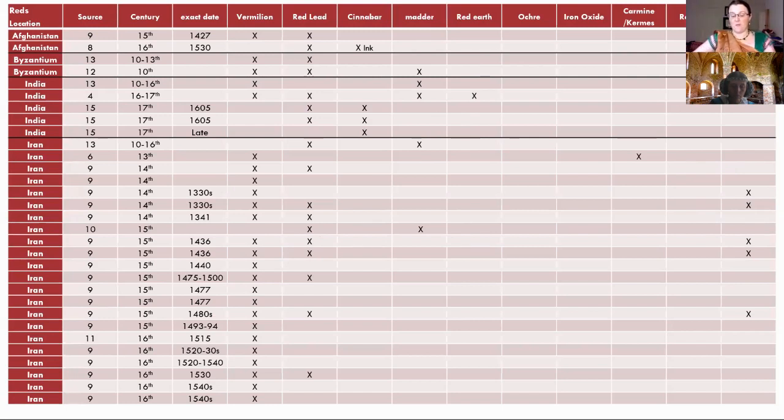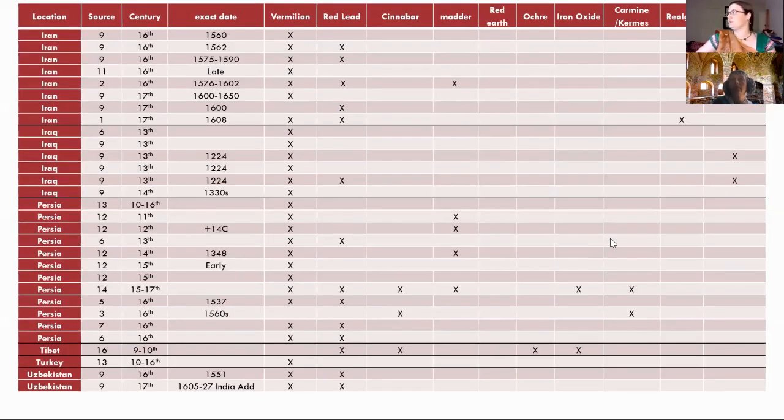if the study didn't tell me what they thought it was, if the study just said organic red, then that's how it's listed here. I had one study that listed insect dye, and I just went ahead and threw that in carmine because I knew what that was. I made the assumption for them.